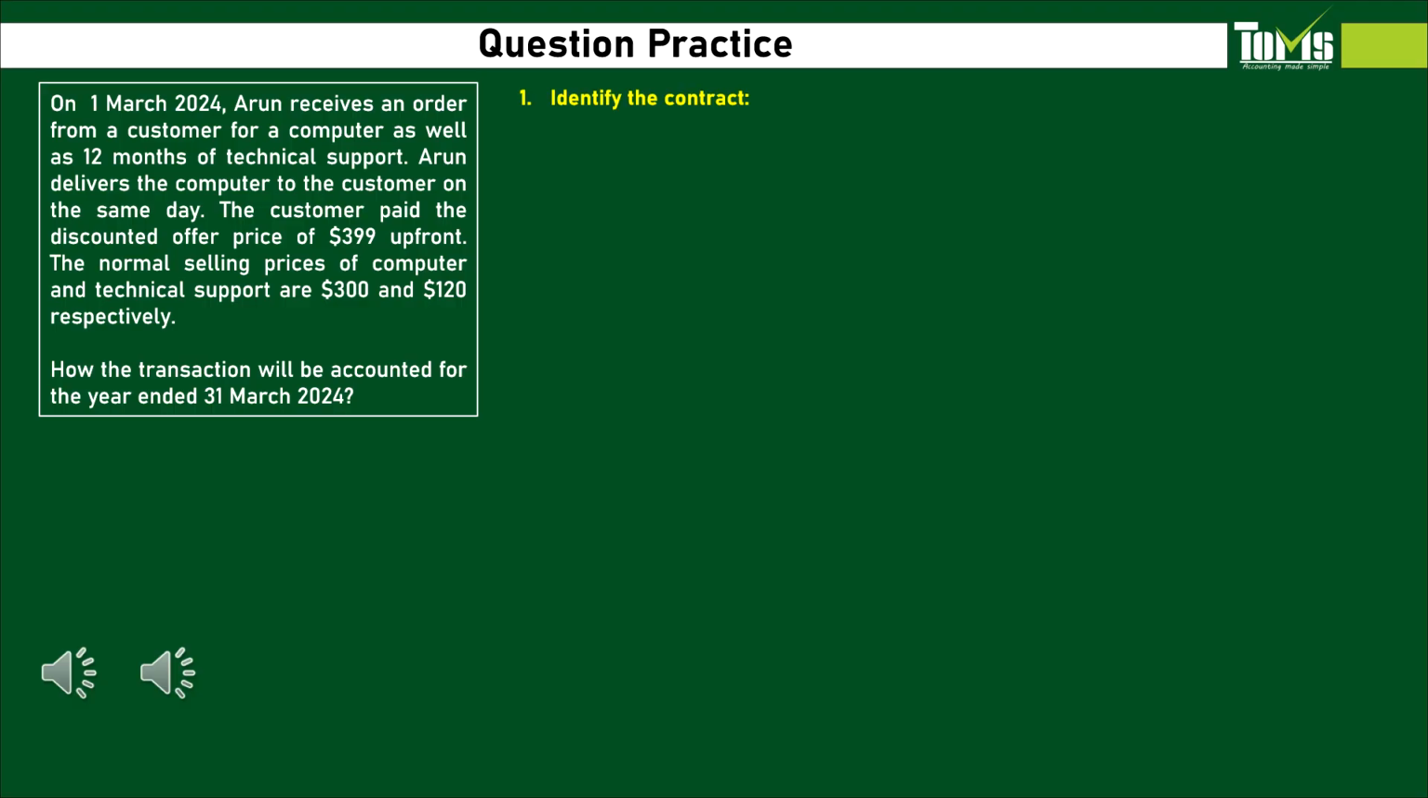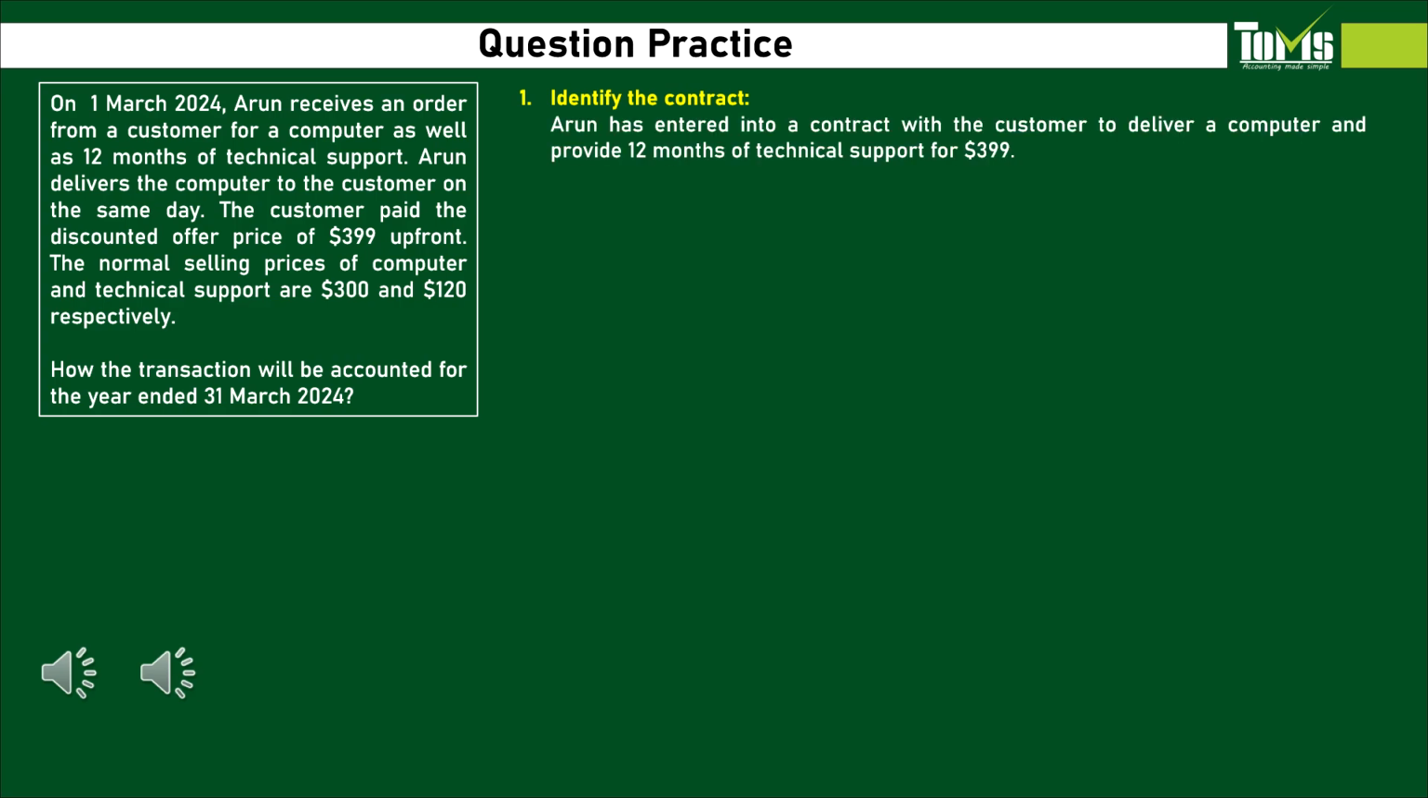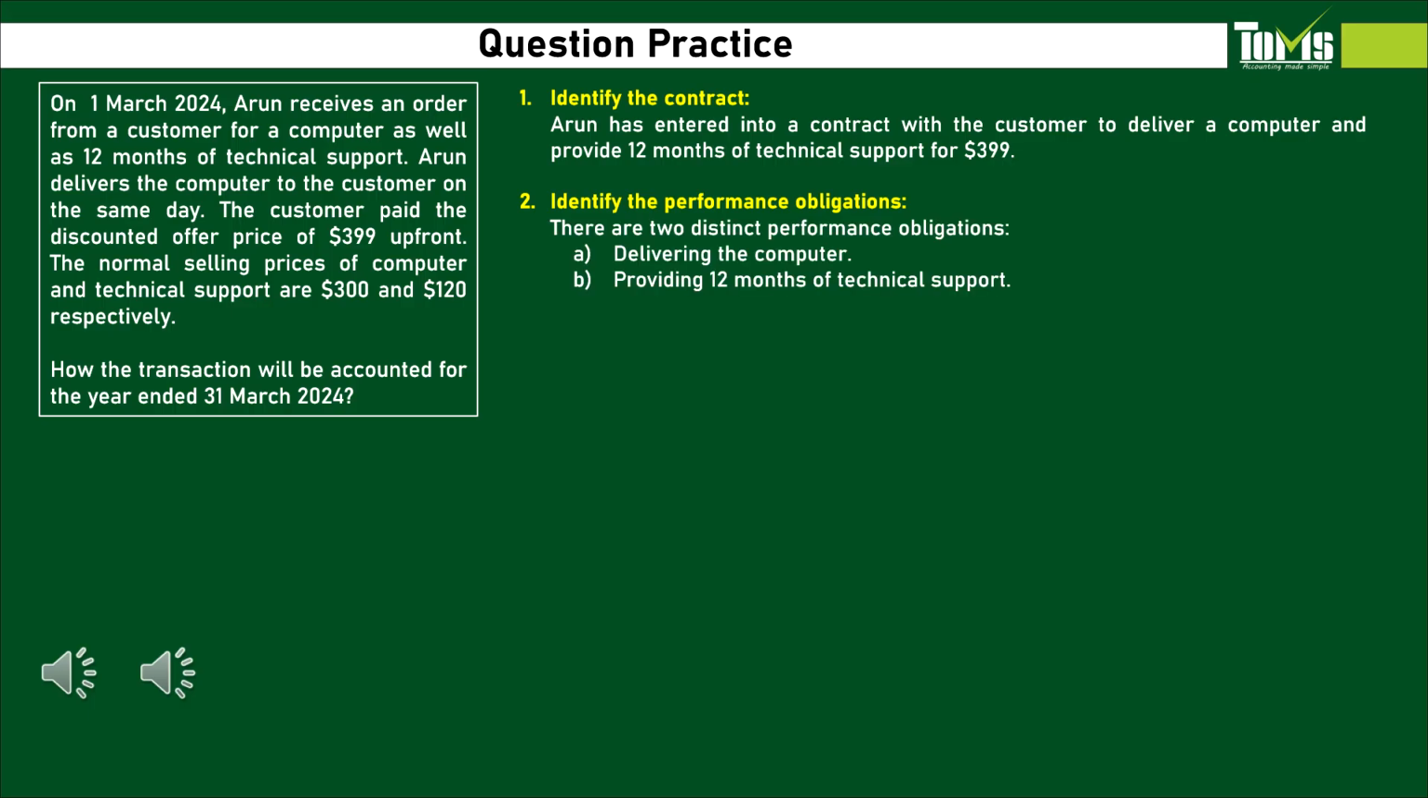Step 1. Identify the contract. Arun has a contract with a customer to sell a computer and provide 12 months of technical support for $399. Step 2. Identify the performance obligations. There are 2 distinct obligations in the contract. Delivering the computer. Providing 12 months of technical support. Step 3. Determine the transaction price. The total price agreed is $399.